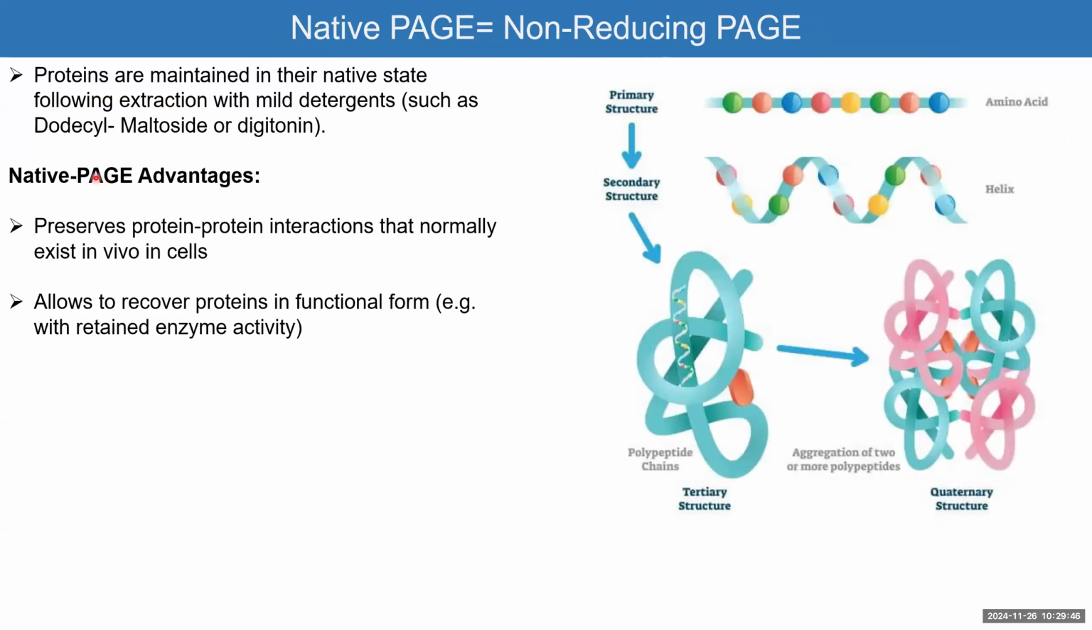Then if you are studying the native structure, like you want to keep the tertiary or the quaternary structure, definitely you have to use the native gel, the native PAGE, because that preserves the protein-protein interactions as they happen in the cell in vivo, and you can recover the activity of the protein. If this is an enzyme, it's active as it is at the quaternary structure. If you treat it with a reducing reagent, it will go back to the primary structure, and the enzyme is not going to be active. Therefore, it allows you to recover proteins in their functional form, such as enzymes.